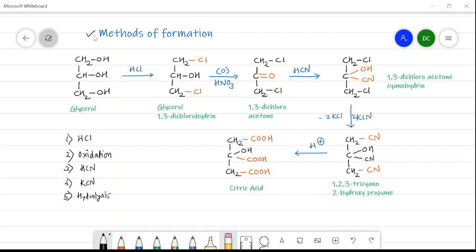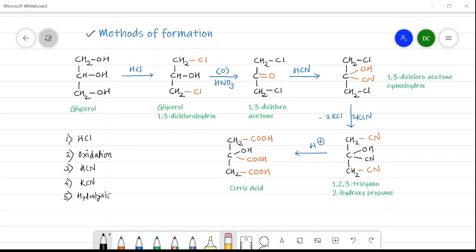This is the method of formation of citric acid from glycerol. Just look at the reaction sequence which is drawn here, and the changes that are occurring in the reaction sequence; they are written with a colored pen. So this is the glycerol.